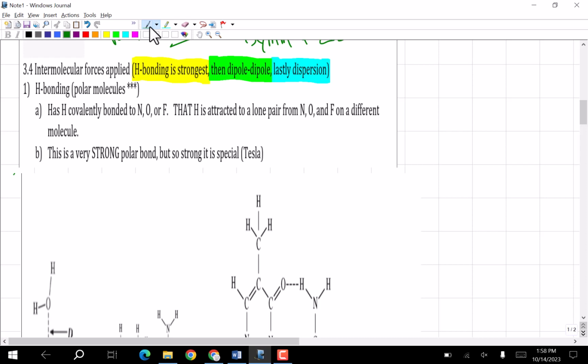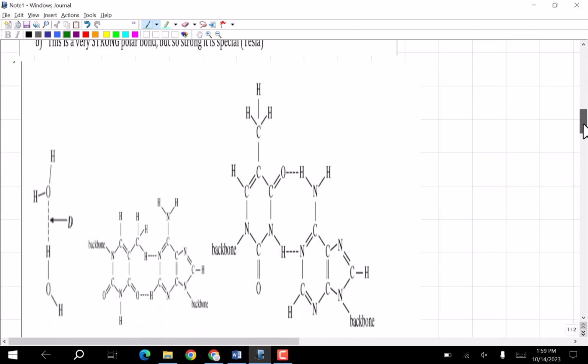Hydrogen bonding is for polar molecules, but it needs to have H bonded directly to N, O, or F. That H is attracted to a lone pair on N, O, or F from a different molecule. This is a very strong polar bond, so we're going to have dipole-dipole, right? It's a very strong dipole-dipole, but it is a dipole-dipole.